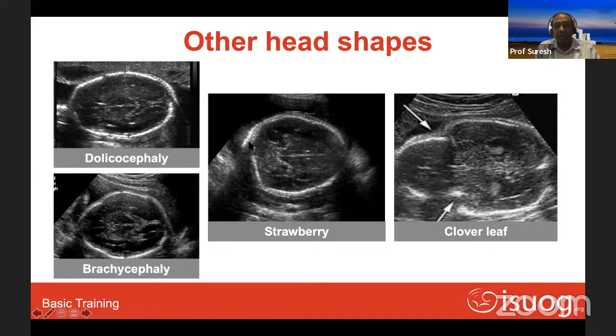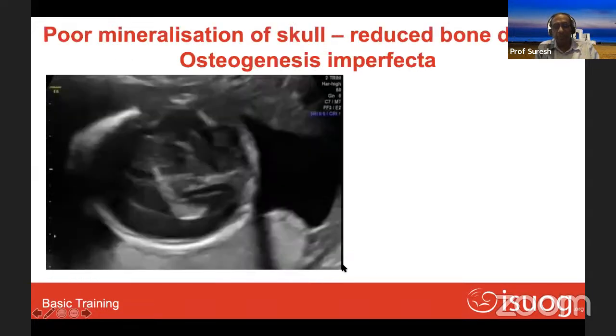Then you have a flat occipital region, which gives the shape of the skull like a strawberry-shaped skull, and this is typically seen in trisomy 18. Then you also have a clover-leaf skull. This happens because of craniosynostosis, where there's a fusion of the sutures of the skull, and as the skull grows in size, it takes the shape of a clover leaf.